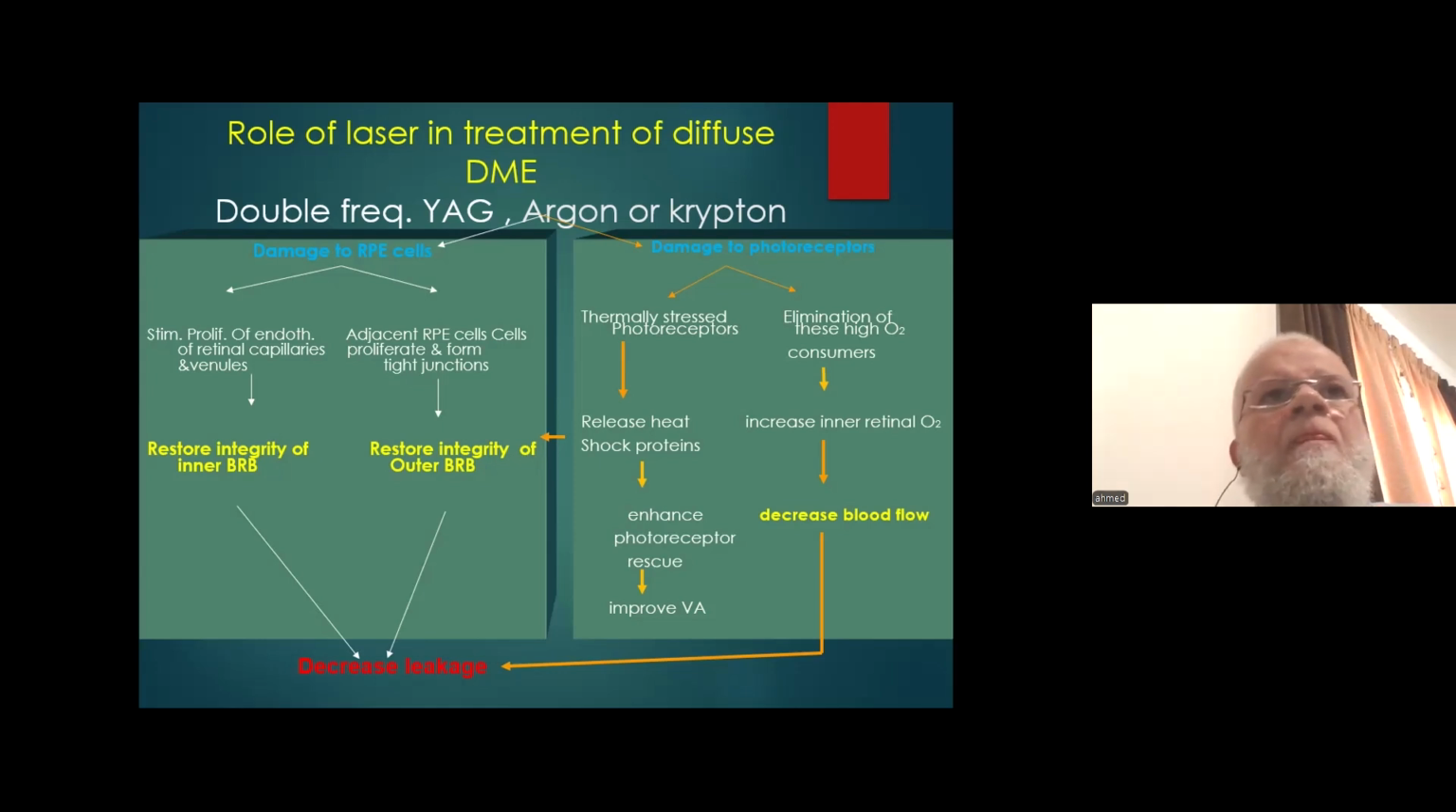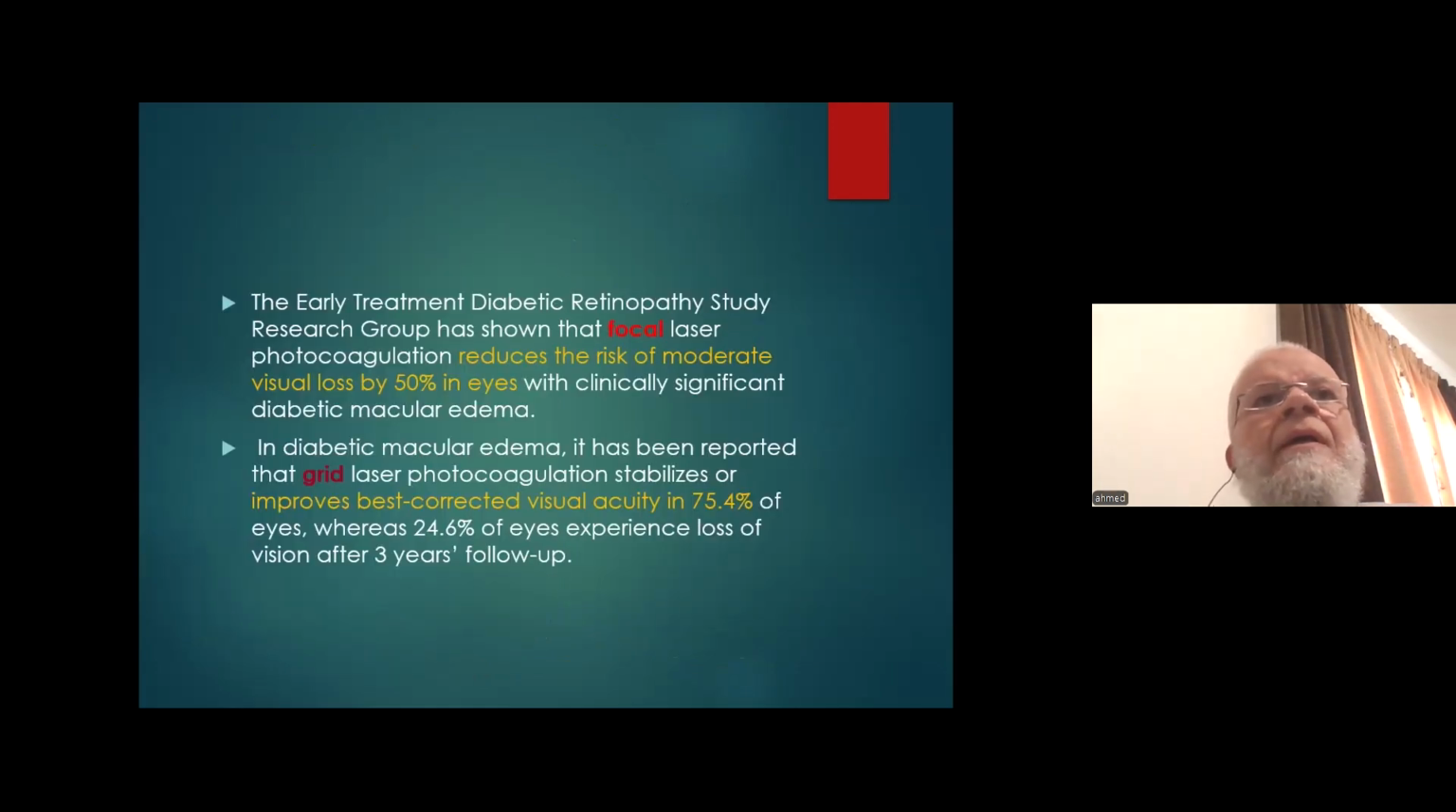It was found that focal laser reduces the risk of moderate visual loss by 50%, and the grid laser improves the best corrected visual acuity in 75% of the patients.